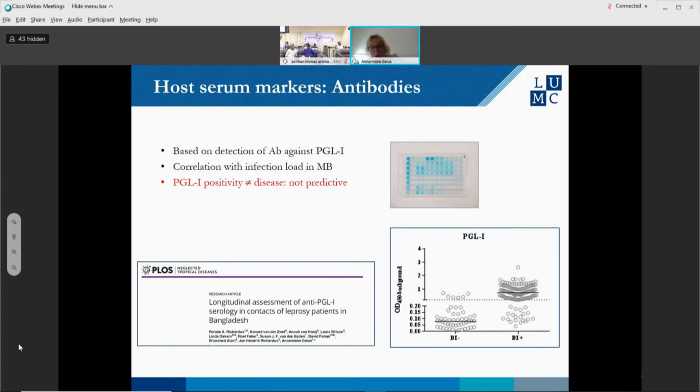However, the PGL1 response does not indicate that the individual is a leprosy patient, nor does PGL1 positivity indicate prediction. So we have done longitudinal studies in Bangladesh assessing those individuals that were PGL1 positive, and we found no correlation between PGL1 positivity and development of disease. However, those that are high PGL1 positive usually are developing disease, and to the multibacillary component.